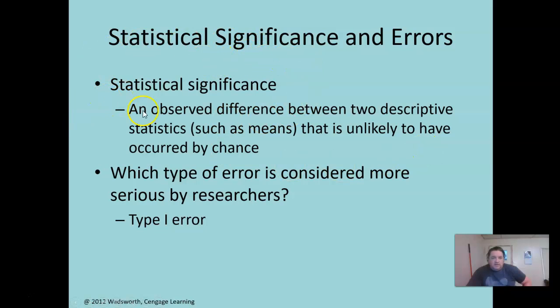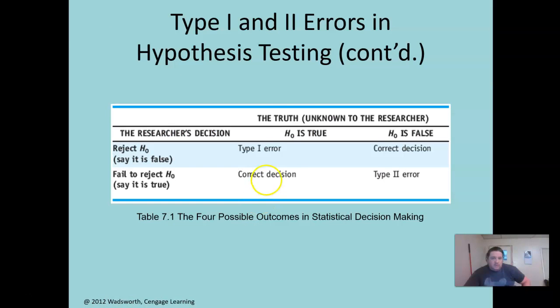Statistical significance and errors. Statistical significance is an observed difference between two descriptive statistics, such as means, that is unlikely to have occurred by chance. Which type of error is considered more serious by researchers? Type 1 error. And that is because you've just said that something was true when it wasn't. So it's more of an error to say this one than it is to say this one. Okay.